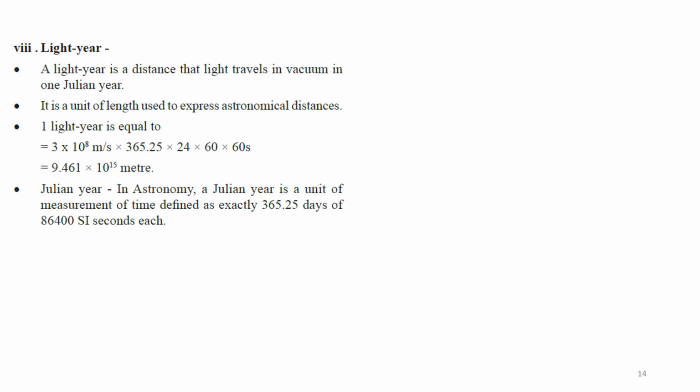नेक्स्ट लाइट ईयर. ठीक है, लाइट ईयर हमें पता होता है. ठीक है, एक जो लाइट होती है एक साल में कितना ट्रैवल करती है, दैट इज कॉल्ड लाइट ईयर. दैट डिस्टेंस इज कॉल्ड लाइट ईयर. ओके, सो विल सी अ लाइट ईयर इज अ डिस्टेंस दैट लाइट ट्रैवल इन अ वैक्यूम in 1 Julian year. Okay, so it is the unit of length used to express astronomical distance.